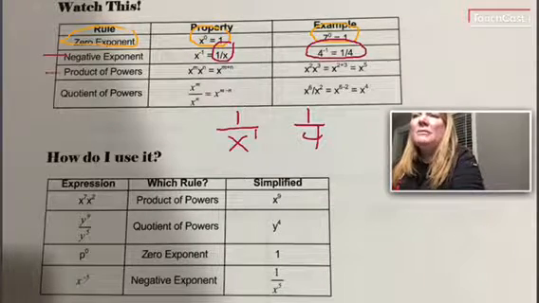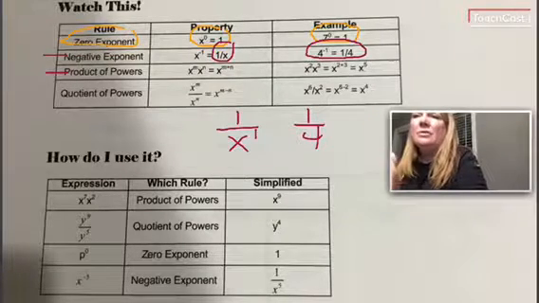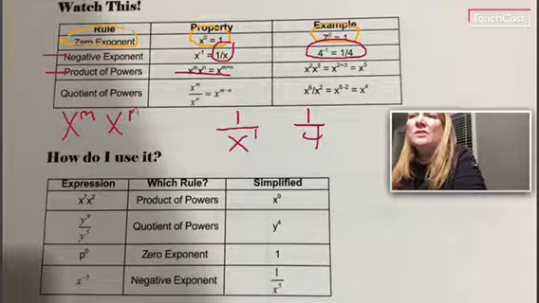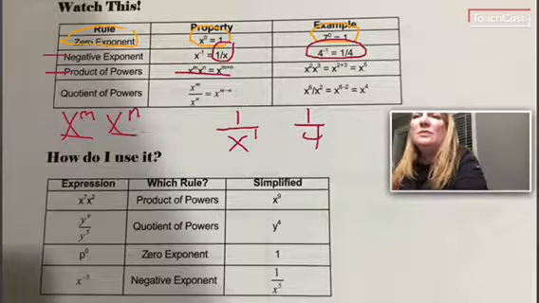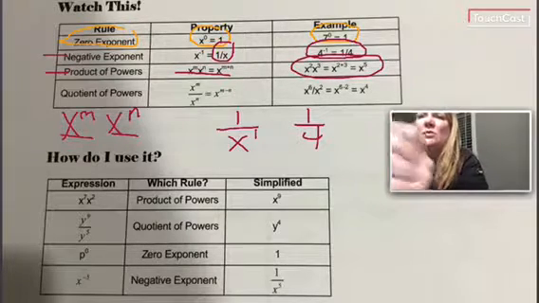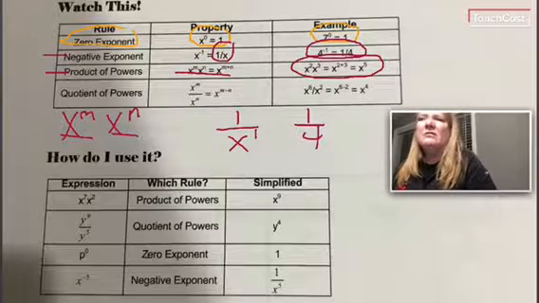Okay, the product powers rule. We take anything that has like bases. Here we have x to the m and x to the n. So since our bases are both x, we simply add the exponents. So it becomes x to the m plus n. Here's an example number. We have x to the power of 2 times x to the power of 3, and so we simply add the exponents. So it becomes x to the power of 2 plus 3, which is x to the 5th power.